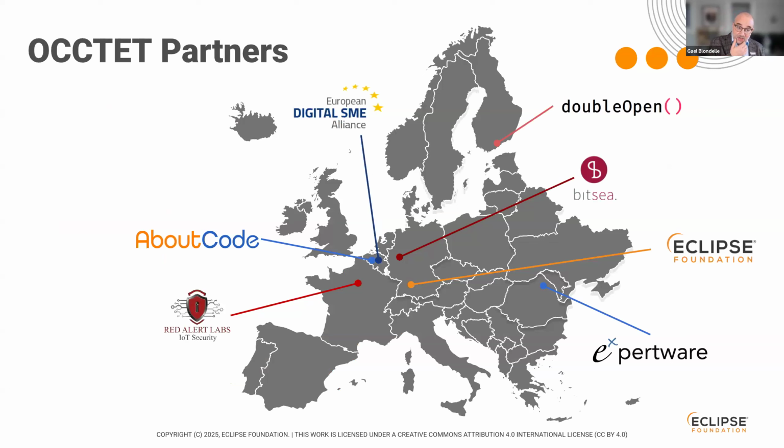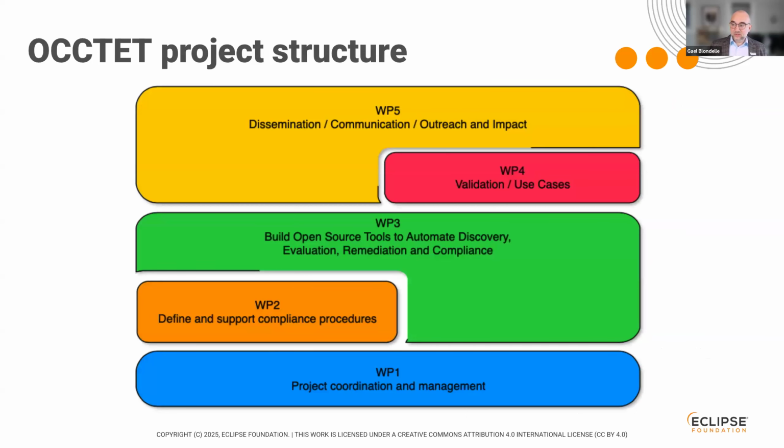So in terms of partners, the Eclipse Foundation, we are the leader of the project, but we work with SMEs. Well, we work with Digital SME Alliance, of course, but also with other SMEs from Europe. Two of them are cybersecurity experts, and they will help us in understanding how companies can do self-assessment, etc. And three of them are tooling experts: About Code, Double Open, and BT. They will produce tools that will be available for SMEs to implement their compliance. So this is the project structure.